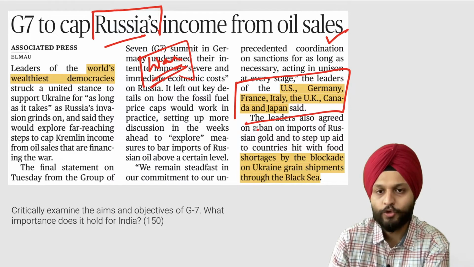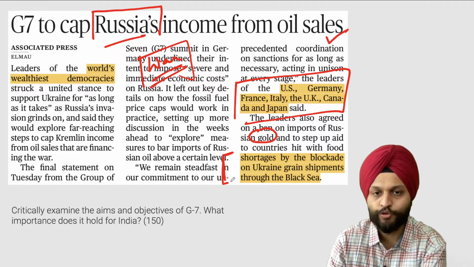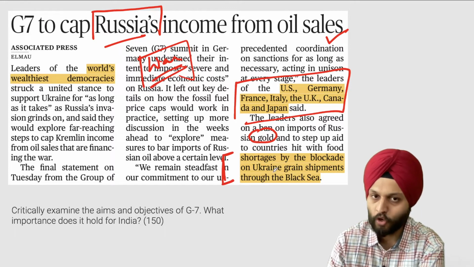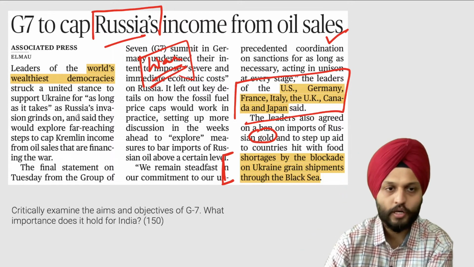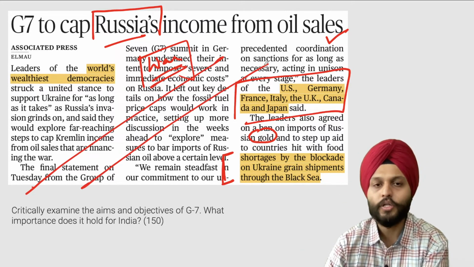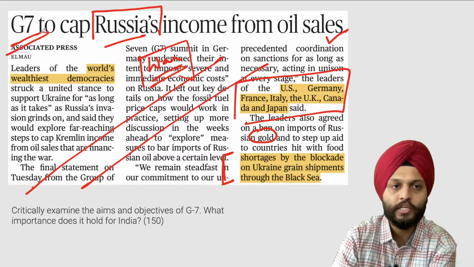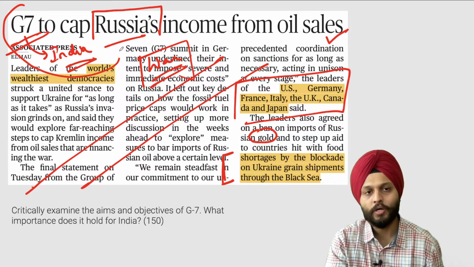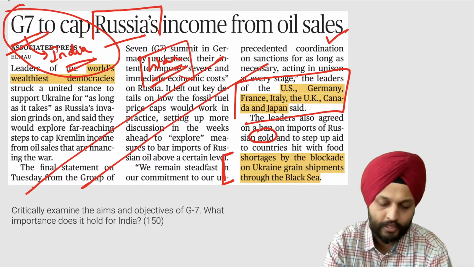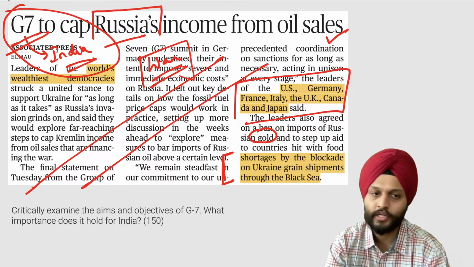Plus they are also looking at the issue of gold exports from Russia, plus the issue of food security because of the blockade on Ukrainian grain shipments. Fine, I think let's close that here. I don't think a direct question could be asked on it. But yes, one more thing was that in the G7, India was also invited. And this is a probable theme for the upcoming mains examination: G7 and India, the world's wealthiest democracies and India.